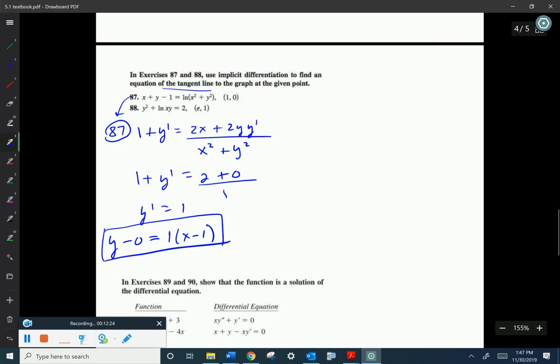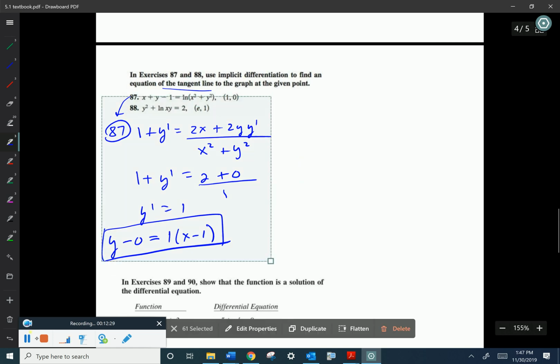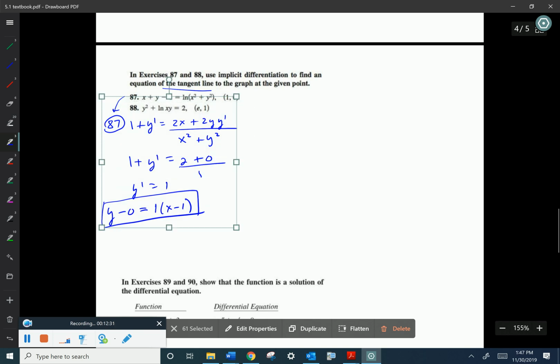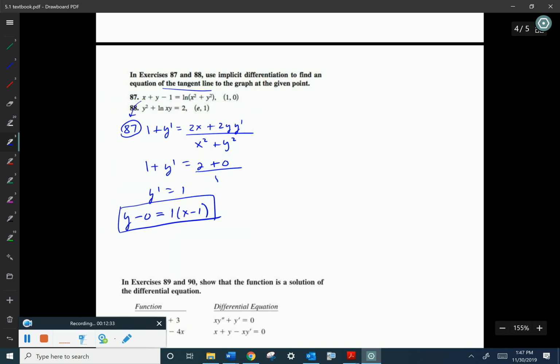So there's number 87. So you can use that same idea of implicit, and you guys can then do number 88. Okay? Good luck with that homework.